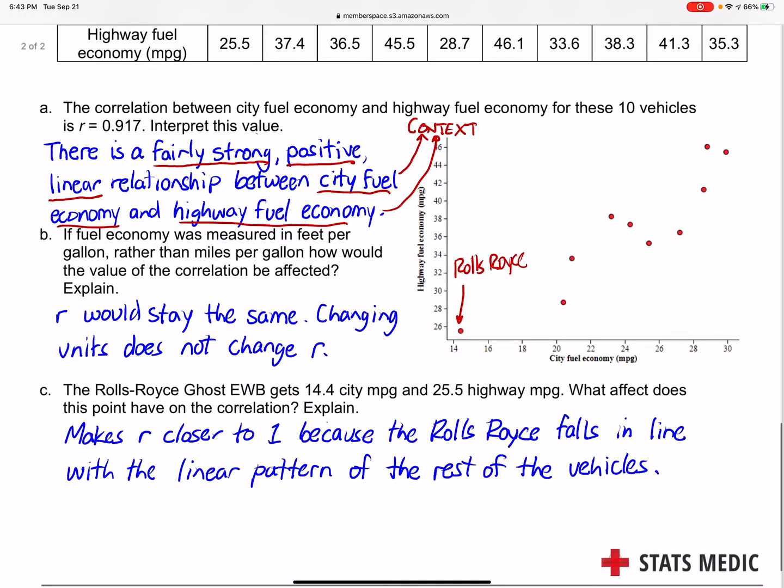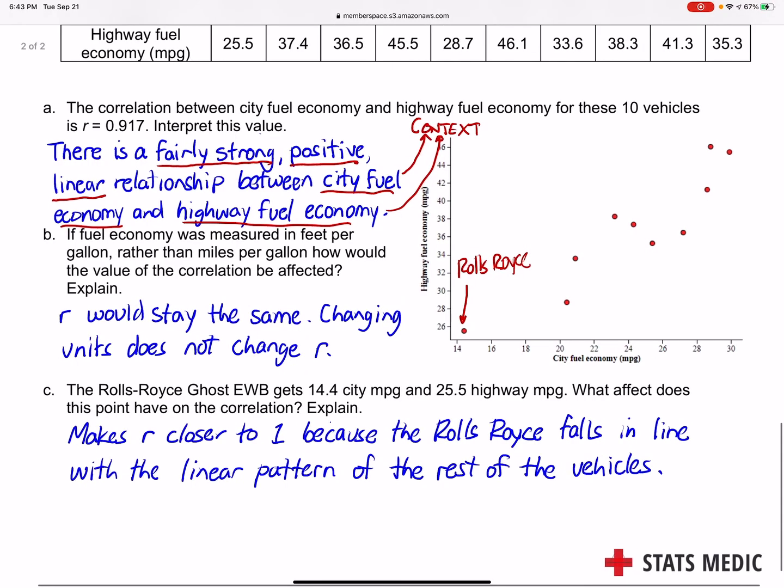Last, the question says, the Rolls-Royce Ghost EWB gets 14.4 city miles and 25.5 highway miles. What effect would this point have on the correlation? So we notice that instead of off to the right, like the last one, it's off to the left. But it would make R closer to 1 because it actually falls in line with this linear pattern.